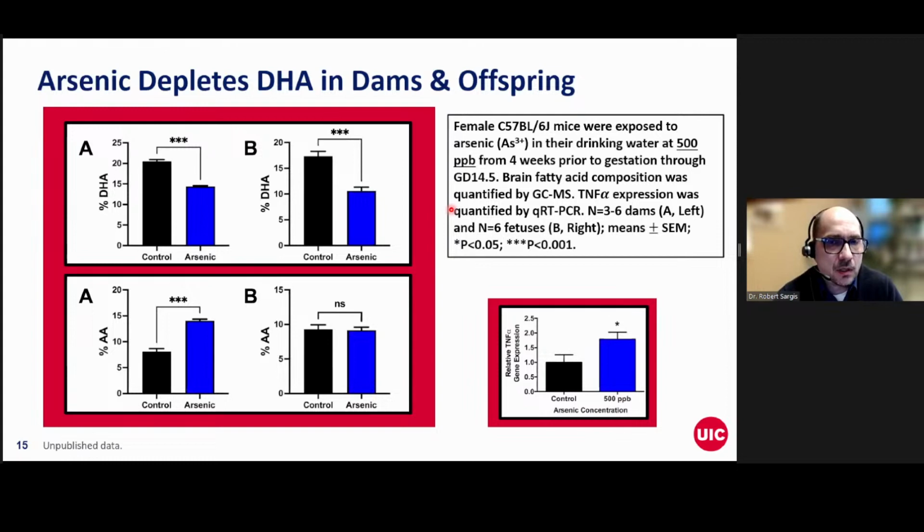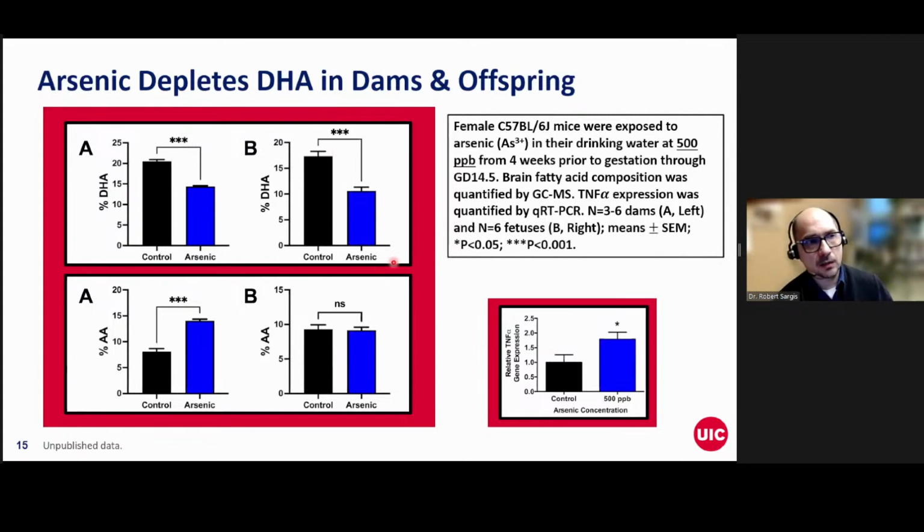So in this study, this concentration was 100 times less, at 500 parts per billion. Their exposure was for 4 weeks, from 4 weeks prior to gestation through gestation day 14.5, at which point the mice were sacrificed and we measured fatty acids in the brains of the dams as well as in the brains of the fetuses. What you can see here on the left is that in the dams, after this relatively short period of exposure at this much lower concentration of arsenic, we saw a marked reduction in brain DHA levels in the dams as well as in the pups.